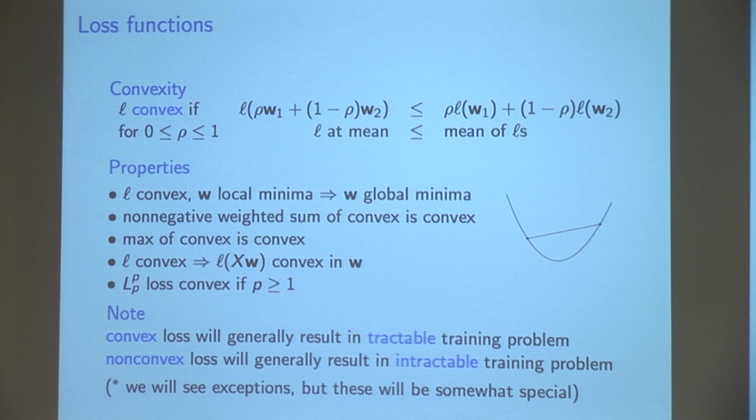Properties here I won't go into. So I'll just say generally, convex losses are going to yield tractable problems for us, and non-convex losses are generally going to result in NP hard or worse optimization problems. Of course, those are wildly general statements, and they're not always going to be true. We will see some exceptions, like convex problems that are intractable, non-convex problems that are tractable. But those are the special cases.